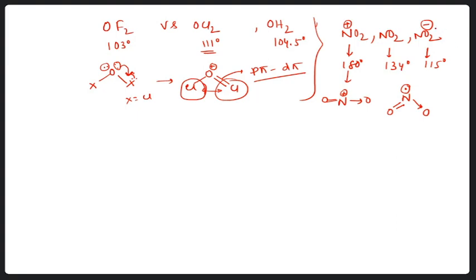But when it is NO2 minus, the negative charge is on the oxygen atom. In the double bond O, there is a lone pair and O minus. So here also the bond angle should ideally be 120 degrees, but it is reduced due to the repulsion, and that repulsion decreases the bond angle to 115 degrees.